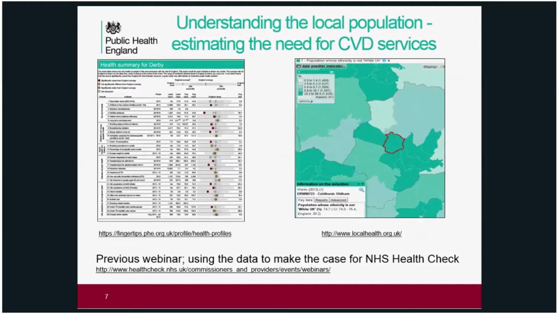And CVD is associated, as we know, with demographic factors such as age, ethnicity, and other wider health determinants such as deprivation. And this type of information can be found either at local authority level in the Public Health England health profiles, and at smaller levels such as ward level in the Public Health England local health tool. And the screenshots of those 2 tools are on this slide.